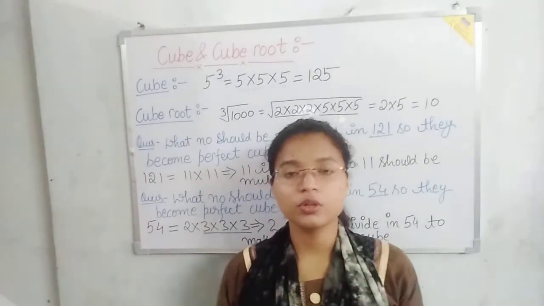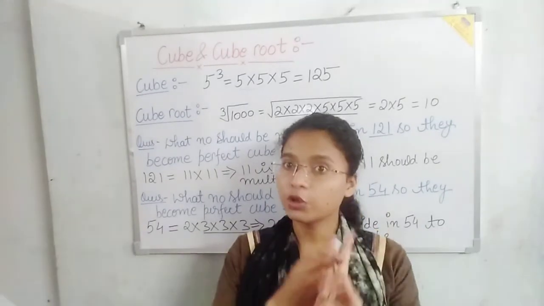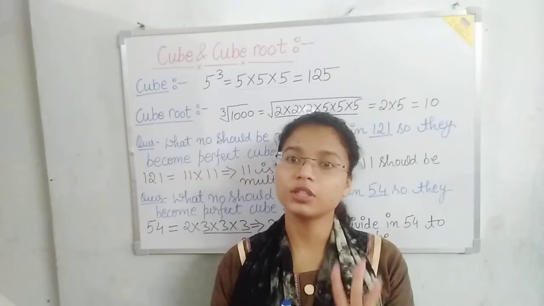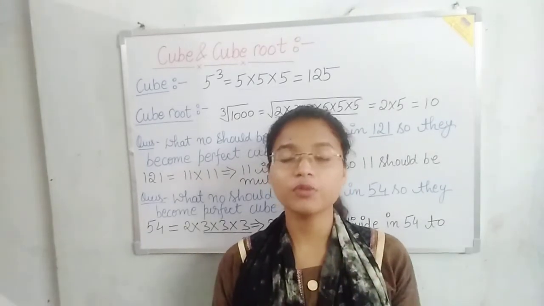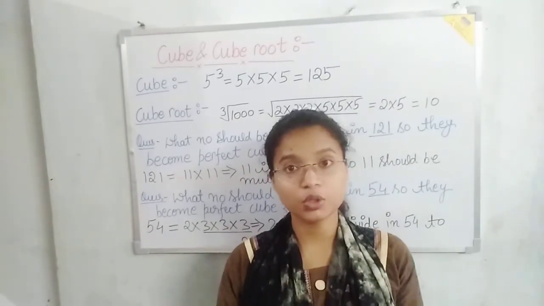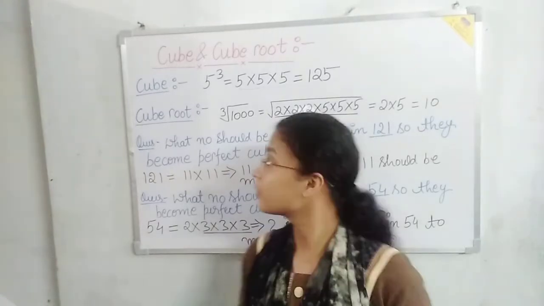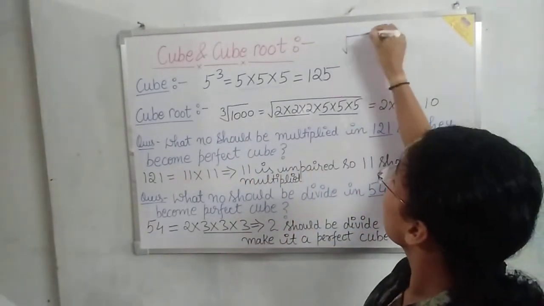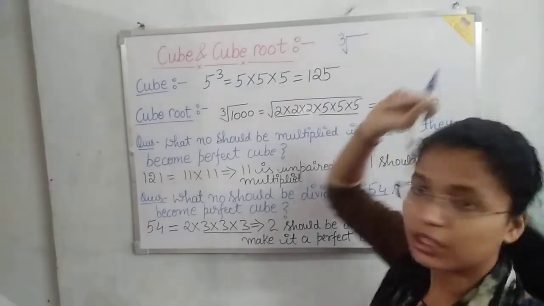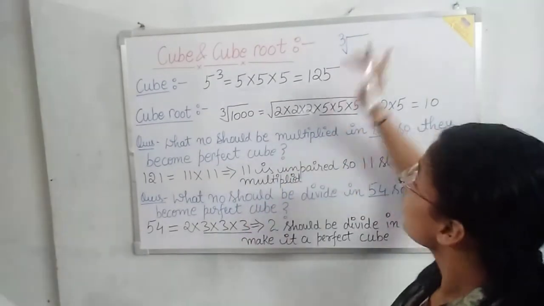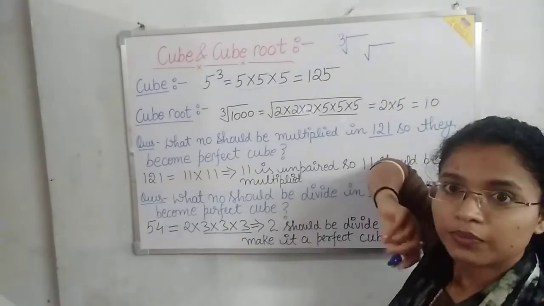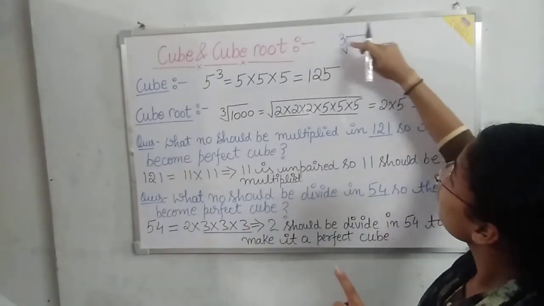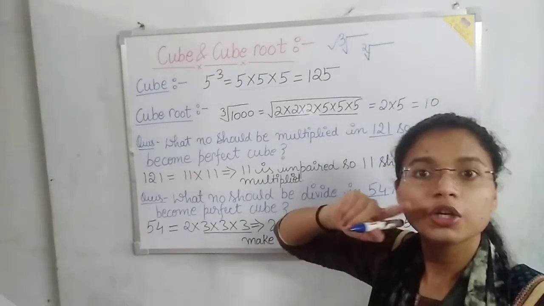In the square root, we were making the pair of 2. In the same way, here we will make the pair of 3. This is the symbol of cube root. If we write a 2 here, it will become a square root, and if we write a 3 here, it will become a cube root.